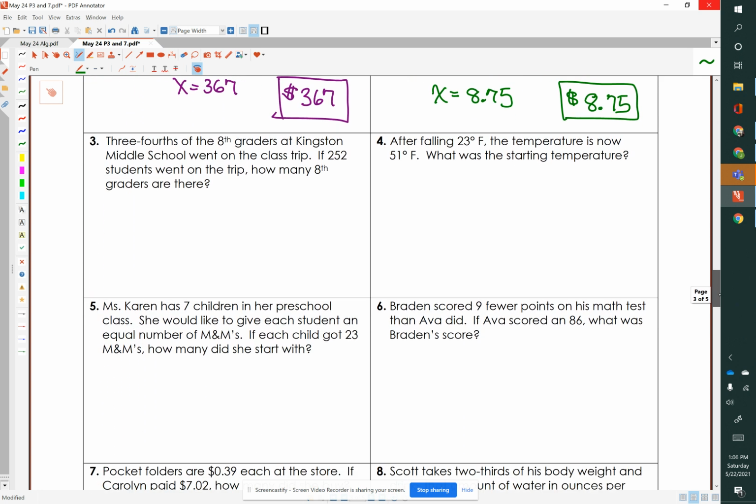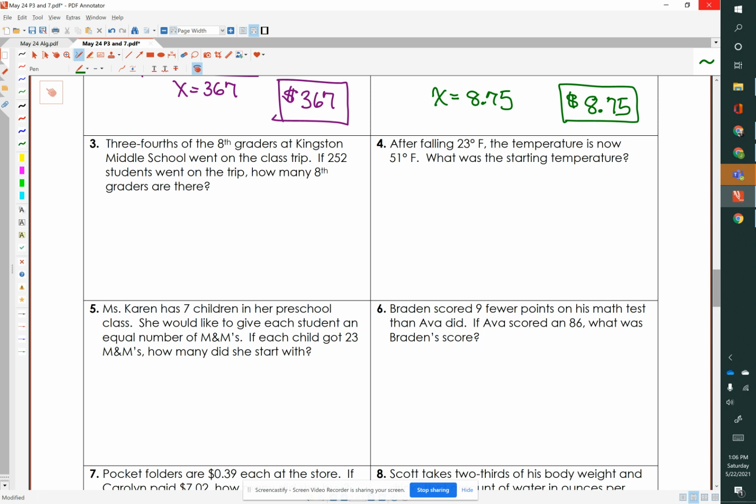Now in number 3, we are told that 3/4 of the 8th graders of Kingston Middle School went on the class trip. If 252 students went on the trip, how many 8th graders are there? So we need to define x, first of all. We're going to let x equal the number of 8th graders, because that's what we don't know and that's what they're asking us.